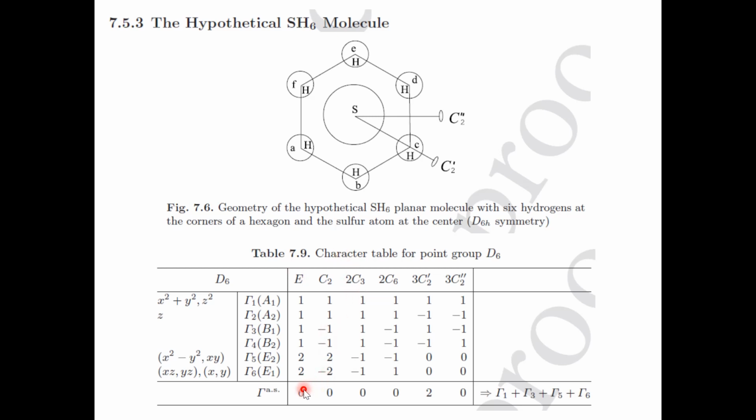And let's construct the atom site representation. This is 6 for the hydrogen atoms, right? For all rotations around the main symmetry axis, the character is 0 because all atoms are moving. For C2 prime, I have these 2 atoms right here that do not move, so the character is 2. And for C double prime, which is this guy here, the character is 0 again, because all atoms move.